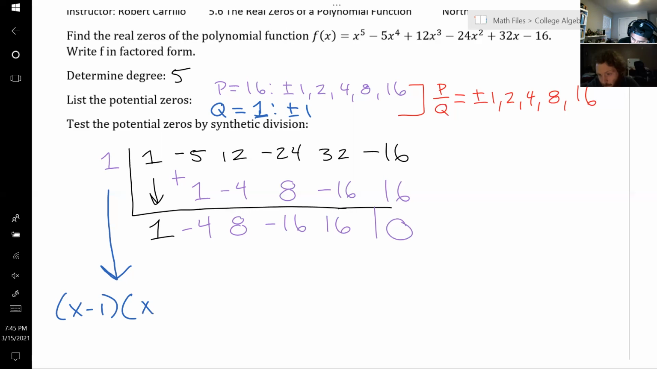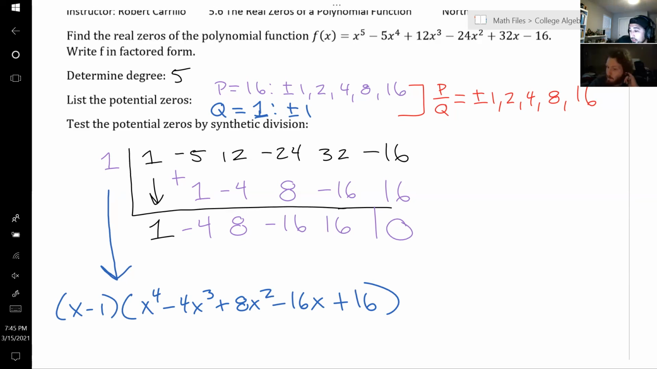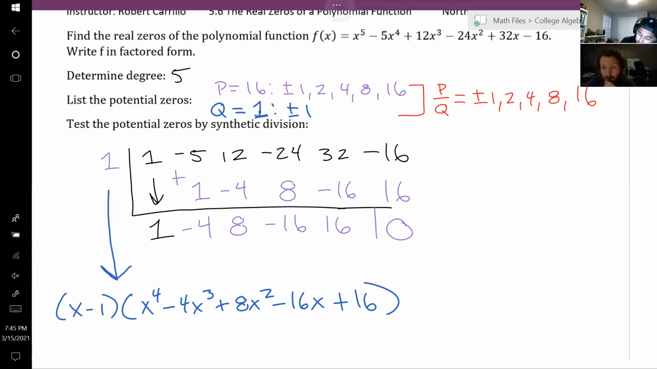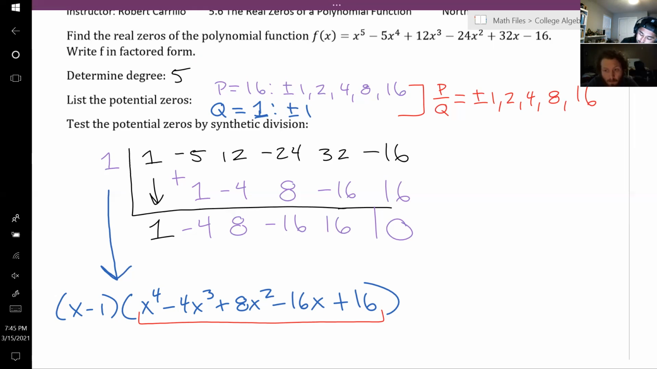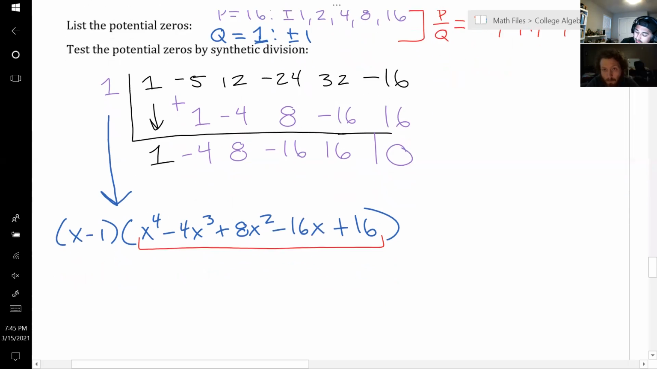x to the 4th minus 4x cubed plus 8x squared minus 16x plus 16. All right. So we have to keep going, which means we're going to have to break down this new depressed polynomial again. And unlucky for us, it's not 4 terms. If it was 4, we could factor by grouping, but since it's 5, we have to throw it back into synthetic division.